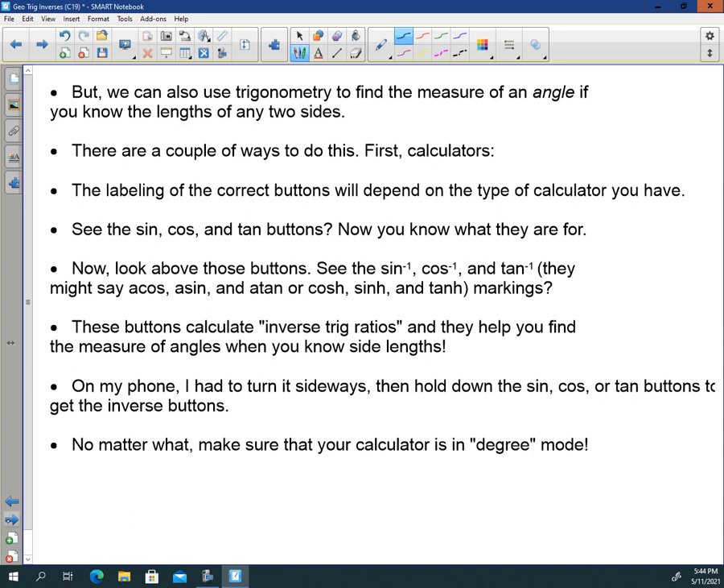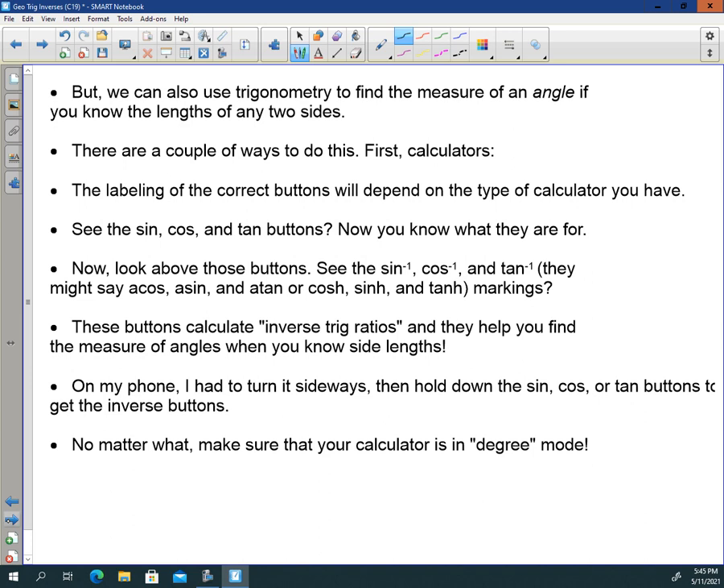See the sin, cos, and tan buttons? You know what you're doing with those now. Now you know what they're for. Now look right above those buttons. You're going to see a possibility of a couple of things. On my calculator, I get like sin to the -1, cos to the -1, and tan to the -1. That's what it says on my calculator above those. Kind of tiny above those buttons.